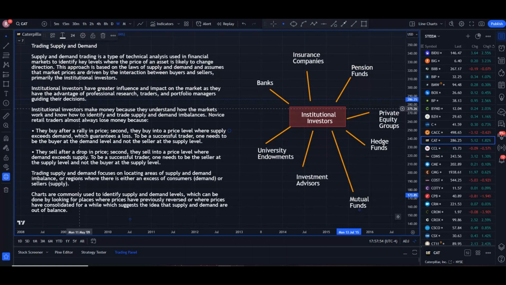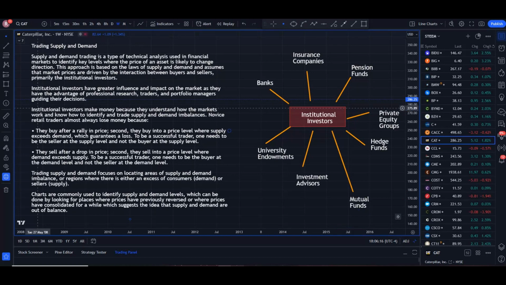All right, so institutional investors make money because they understand how the markets work and know how to identify and trade supply and demand imbalances. We, the novice retail traders, almost always lose money, right? Trading is a zero-sum game. Someone's gain is someone's loss.